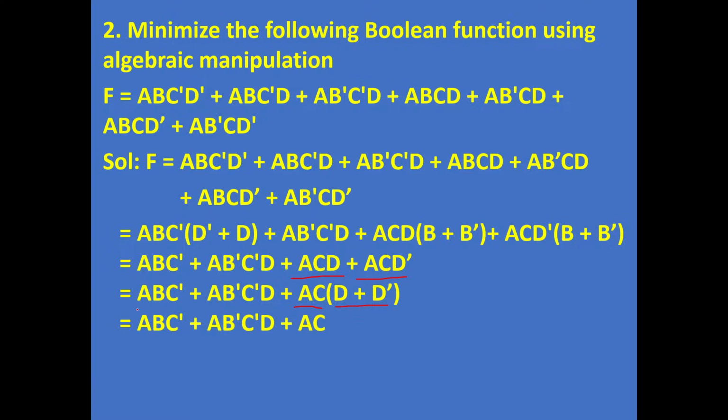A, B, C bar as it is I have written. A, B bar, C bar, D as it is I have written. After that I have taken AC common, and I have written within brackets D plus D bar. D plus D bar is what? It is 1. So as it is A, B, C bar, you just write it down. A, B, C bar, D bar as it is. Here D plus D bar is 1. So what is left over? AC. Left over is AC.